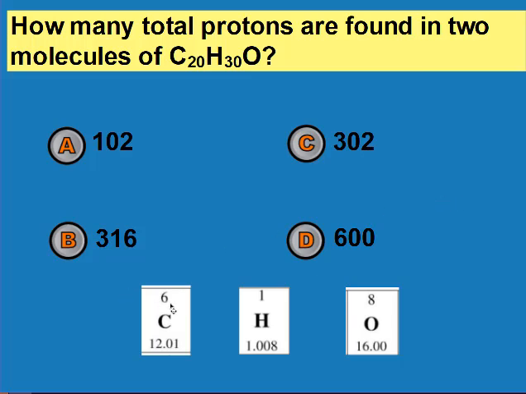So carbon has 6 protons. 6 times 20 is 120. Each hydrogen has 1, so plus 30, and oxygen has 8. So we have 120, 150, 158. But it says that we have 2 molecules. Therefore, 158 times 2 is 316, or B.